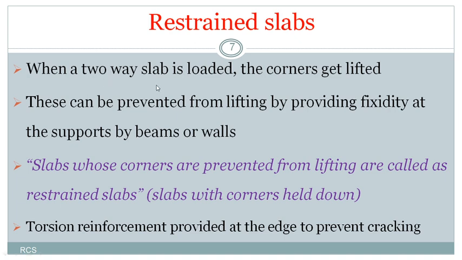Finally, the definition of restrained slab will be like this: the slabs whose corners are prevented from lifting are called restrained slabs. And this slab is also called a slab with corners held down. That means in this type of slab, the corners will not be able to lift up because of the extra weight by means of the wall or beams provided. That's why the corners are in down position, that's called held down position. And because these corners are held down, cracks may appear at the corners of the slab.